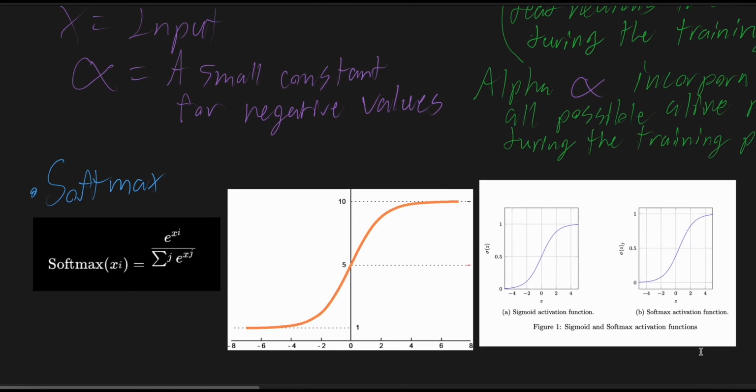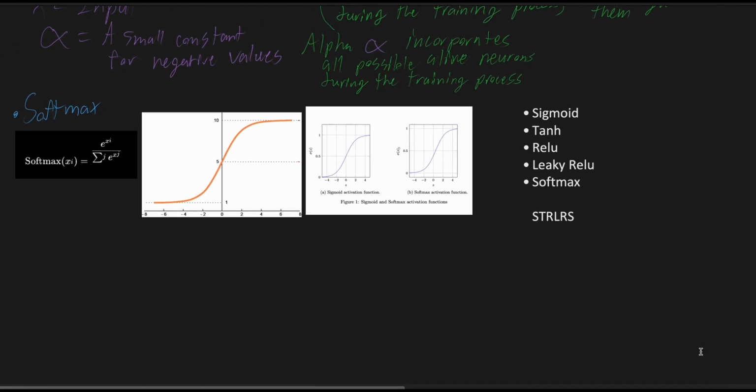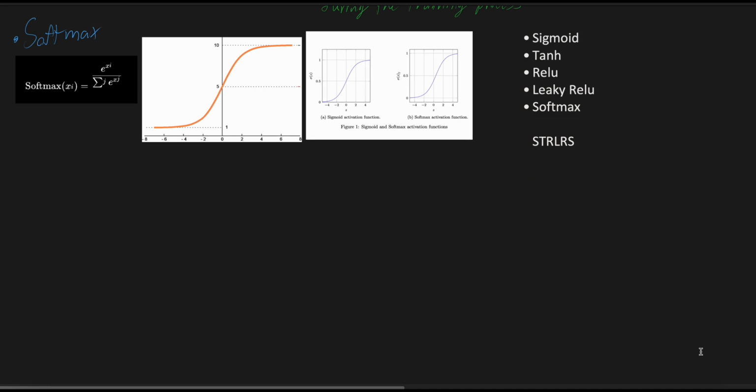And finally, we have the one and only softmax function. The softmax function is a generalization of the sigmoid function for multiple classes.